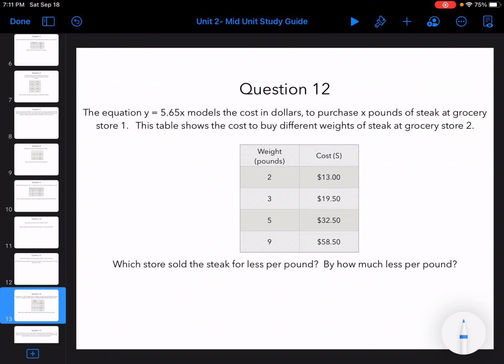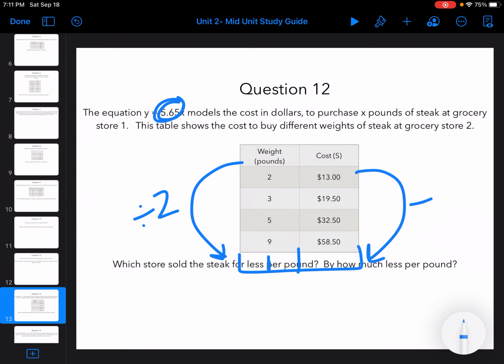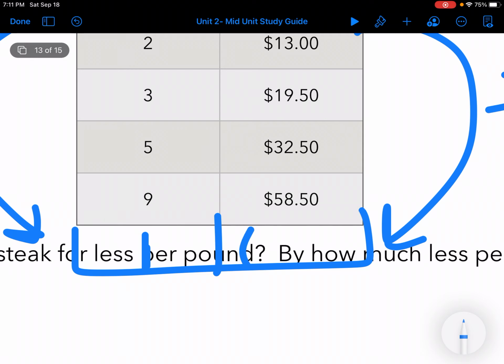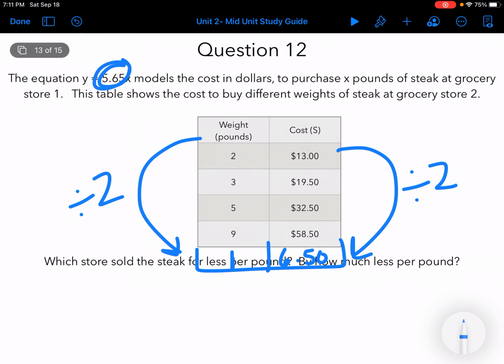Write the equation 5.65x models the cost in dollars to purchase x pounds of steak at grocery store 1. The table shows the cost to buy different weights of steak at grocery store 2. Which store sold the steak for less per pound and by how much less per pound? I know the constant of proportionality is $5.65 at store 1, so I have to find out what it is in store 2. So I'm going to divide by 2, and I get $6.50 per pound.